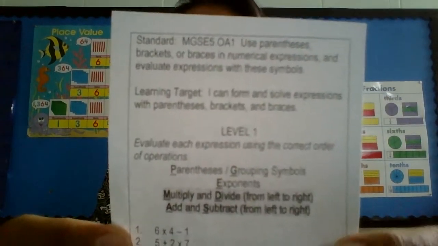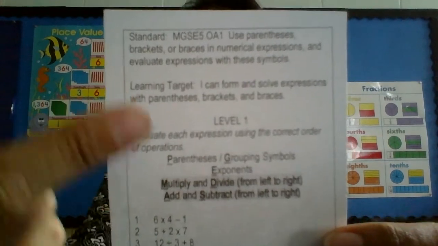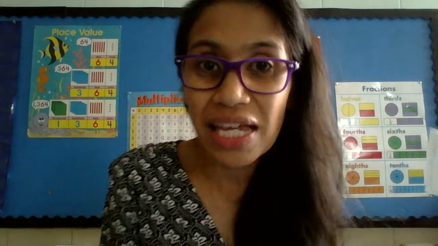Now, this is your level 1 assignment. The directions say evaluate each expression using the correct order of operations. And here I listed the correct order, but if you notice, I highlighted which ones we will cover on level 1. So for level 1, we are multiplying, dividing, adding, and subtracting.